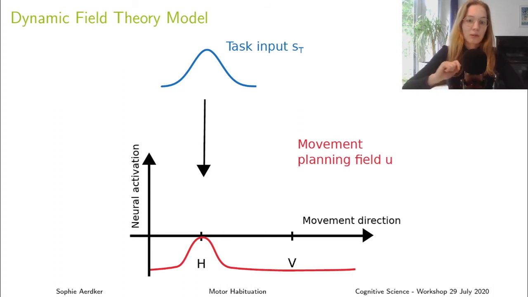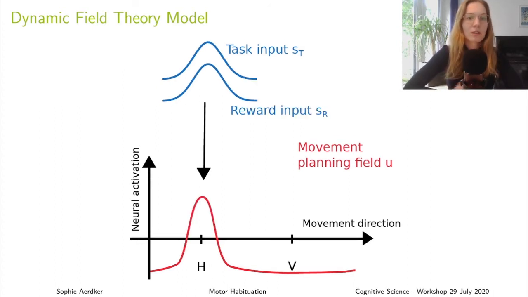Once the field now gets suprathreshold, we add a second input, which is the reward input. It corresponds to the music and supports the current movement. It is added once the movement planning field is suprathreshold, and this corresponds to the toddlers moving the lever, so it stabilizes the decisions to move.